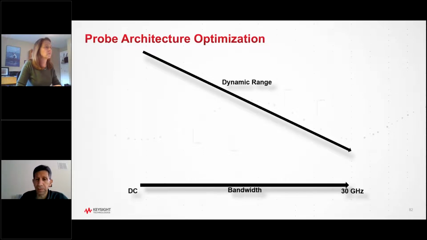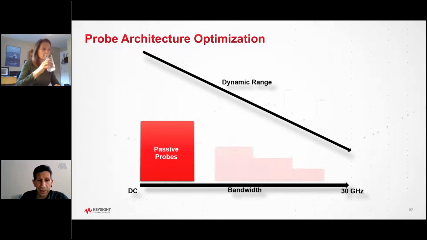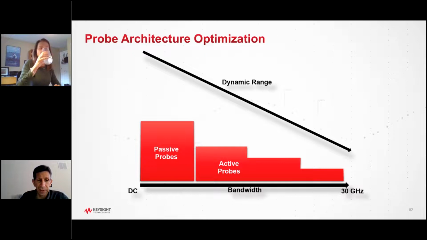So again, one of the biggest gotchas with high bandwidth probes is the dynamic range goes down. Passive probes have higher voltage range or dynamic range, but lower bandwidth. Passive probes typically stop at 500 to 700 meg, where we do make active probes all the way up to 30. But in different bandwidth classes, the higher you go, the dynamic range or voltage input capability does go down with each step in bandwidth class.